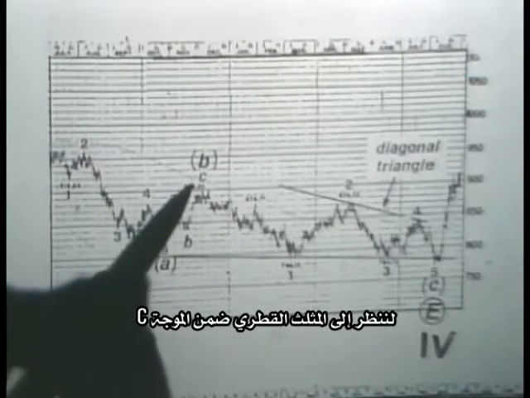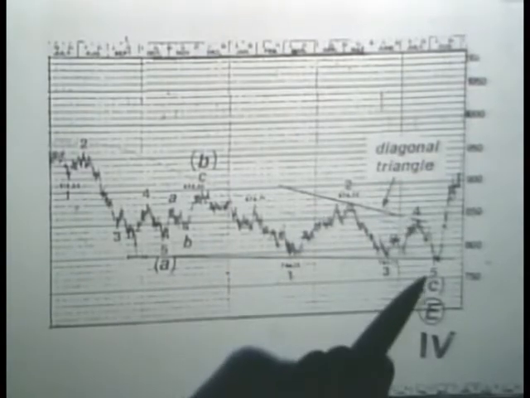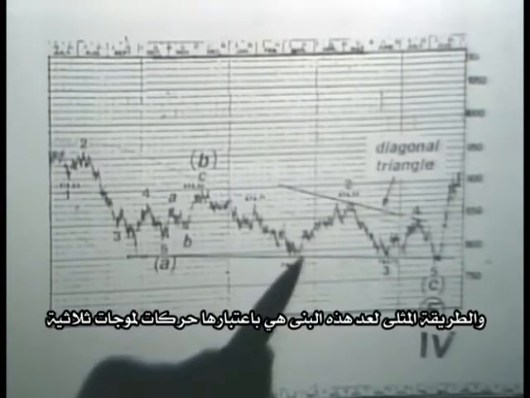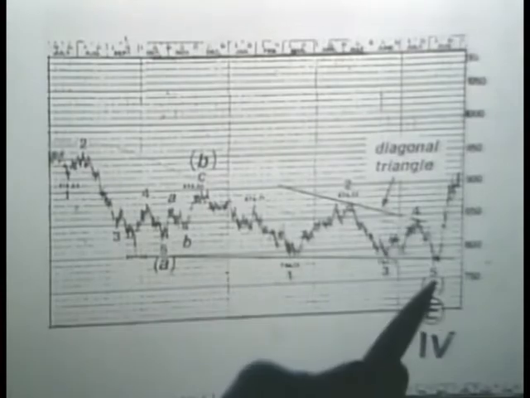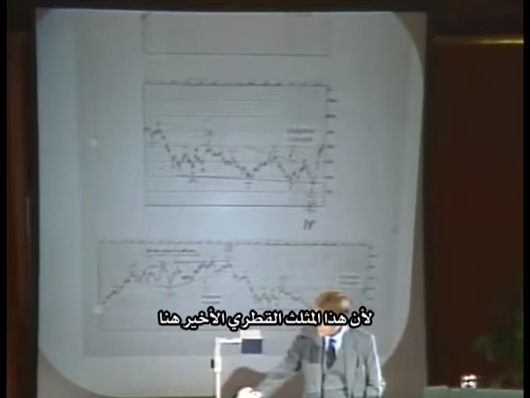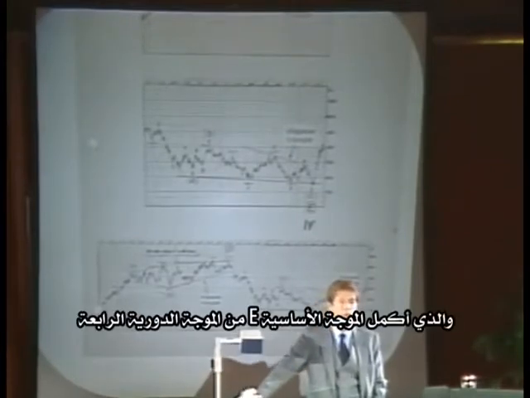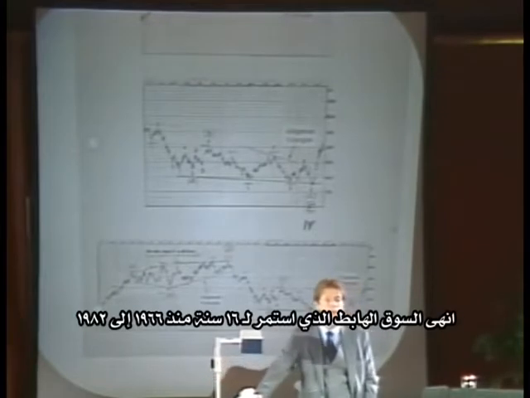Let's take a look at the diagonal triangle within C, waves 1, 2, 3, 4, and 5. And each one of these structures is best counted as a three-wave move. Now remember what we said about the exhaustion of trend several degrees higher in regard to diagonal triangles. Because this last diagonal triangle here, which completed primary E of cycle wave 4, ended the 16-year bear market that lasted from 1966 to 1982.